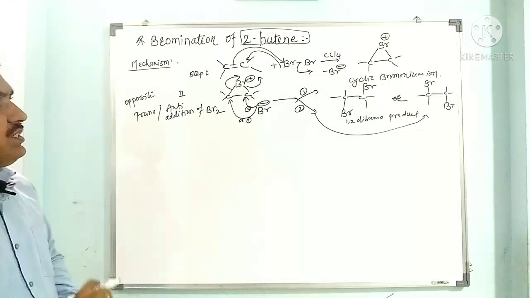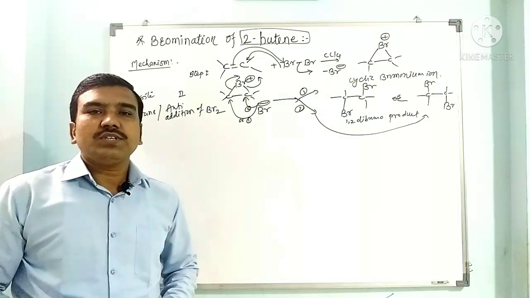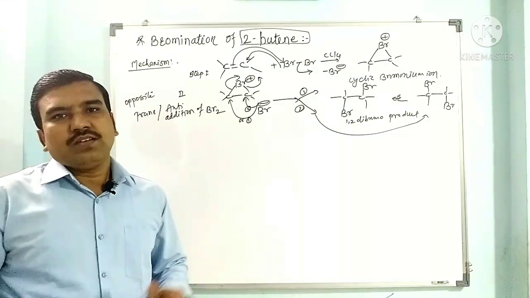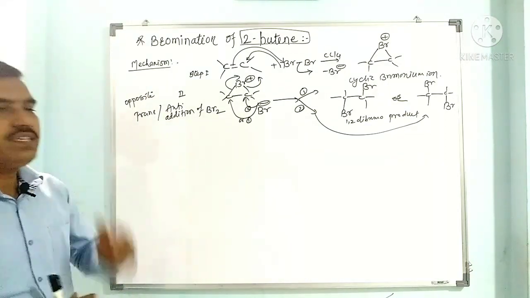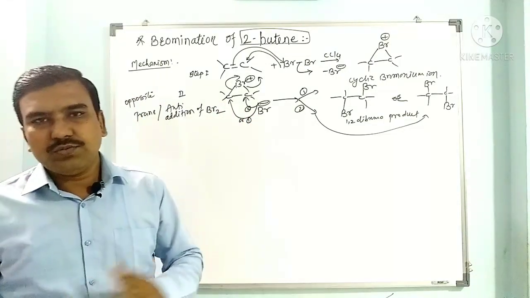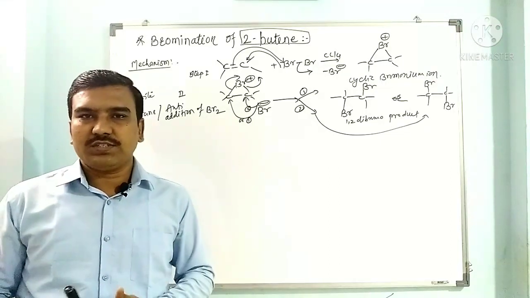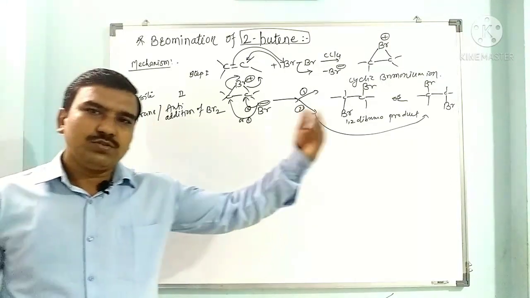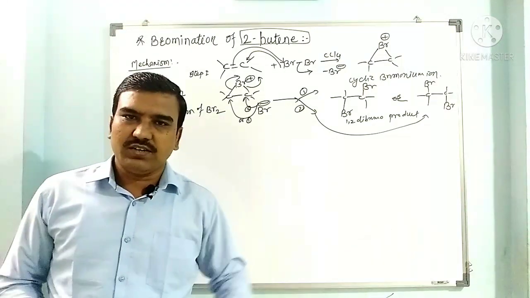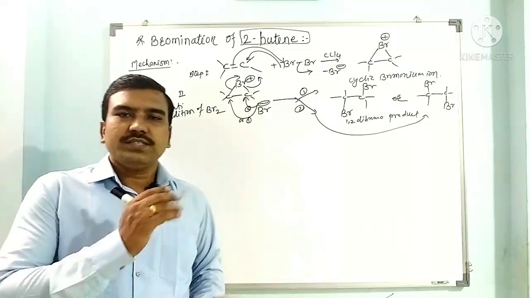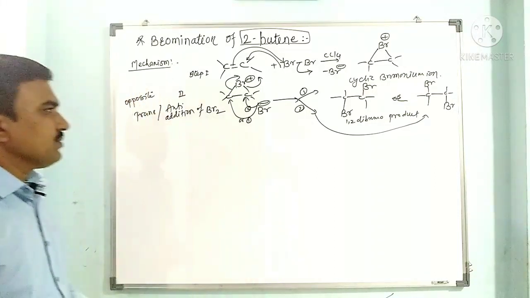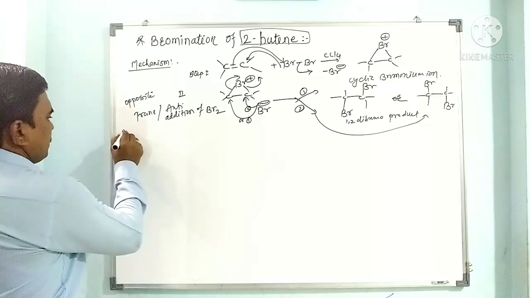So when we see 2-butene, 2-butene has two stereoisomers, one is cis, the other is trans. As this bromination is a trans addition reaction, when we have a cis compound or a trans compound, cis and trans compounds are diastereomers. Now the cis compound may give one kind of product, whereas the trans compound gives another kind of product. So we have to see here the stereochemistry of bromination of cis-butene and trans-butene. First of all, we have to see cis-butene.